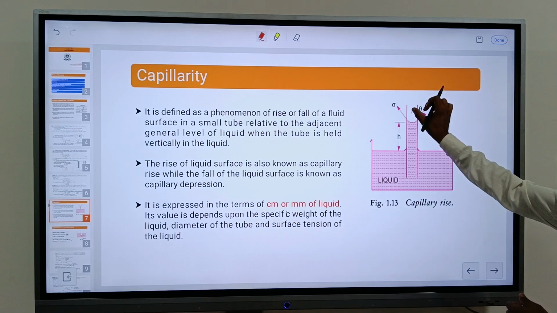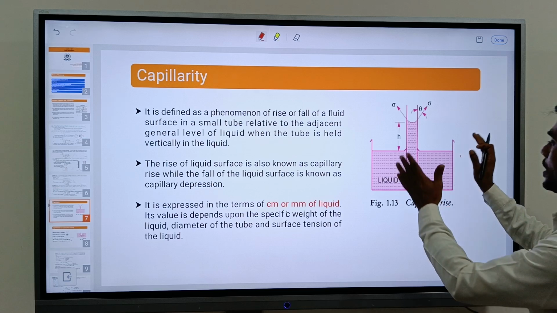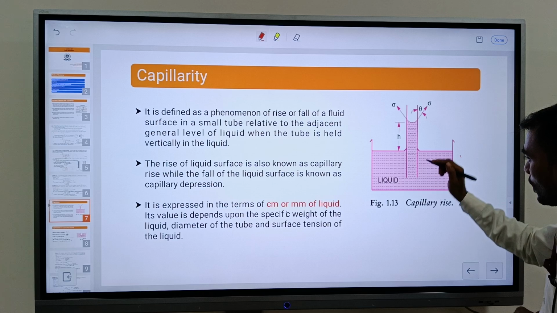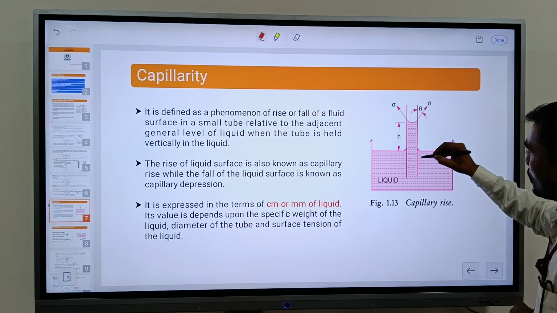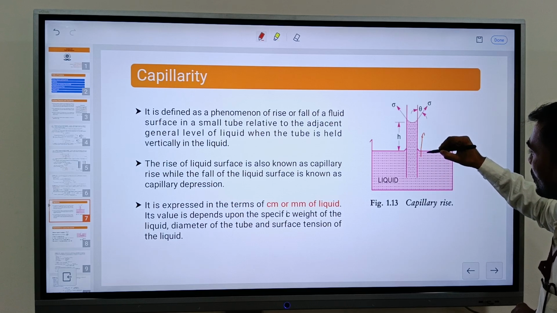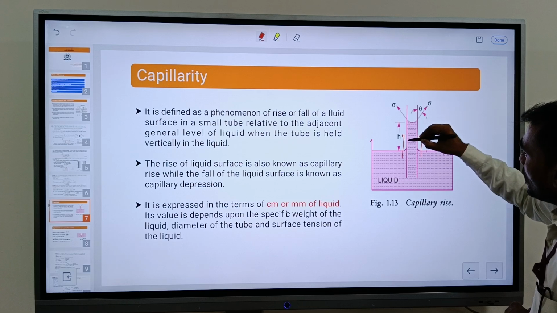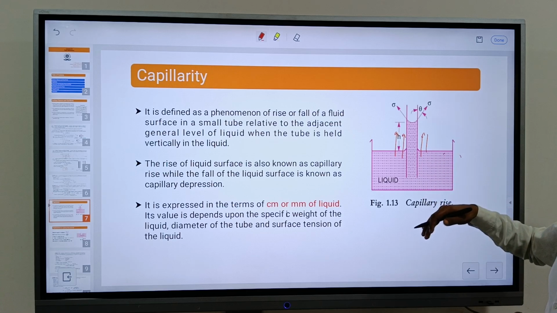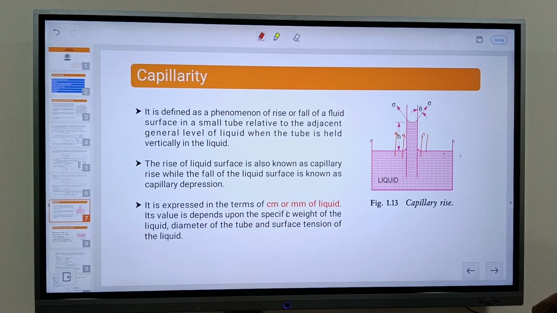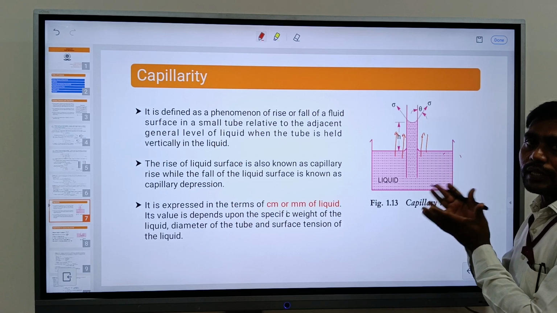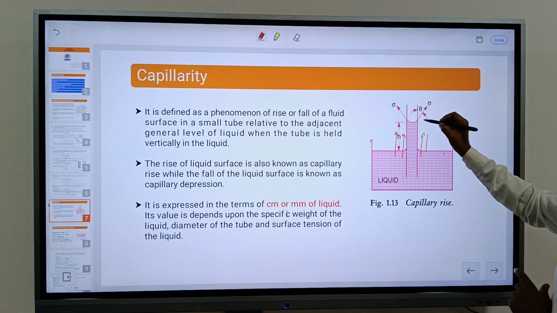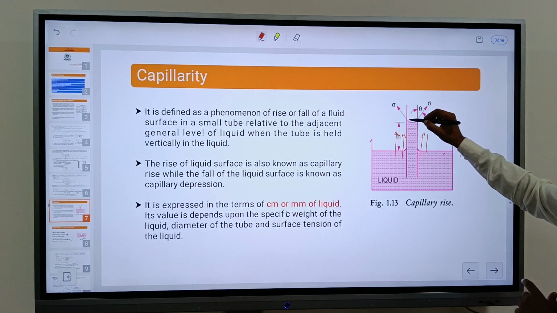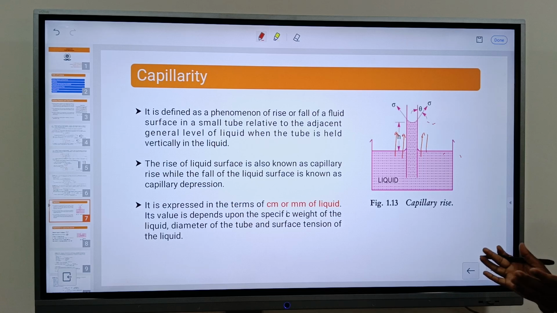If you insert this vertical capillary tube in this container which is already filled with liquid, then the liquid will move in the upward direction. Gradually it will increase in the upward direction. The water level will rise over a certain time interval. And further after some time the surface will look like this, in a concave way.